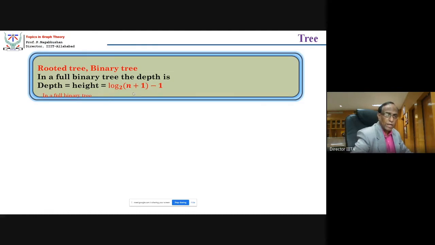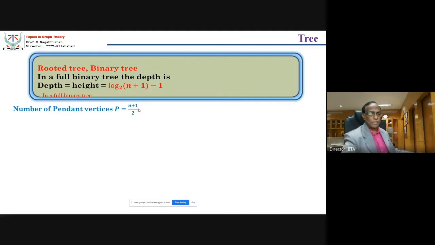How is that? Okay. So the number of pendant vertices in a full binary tree is (n plus 1) by 2. Remember, the minimum number of pendant vertices should be 2. The maximum number of pendant vertices can be n minus 1. But in a special binary tree, the rooted binary tree, it has got to be (n plus 1) by 2.